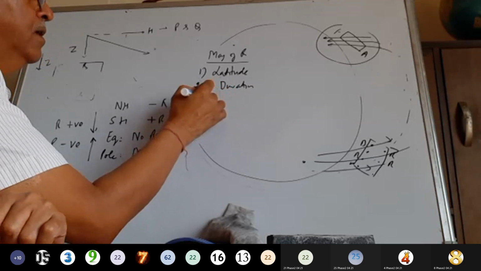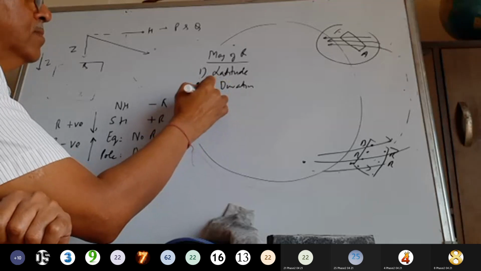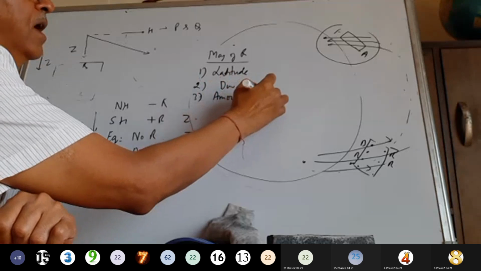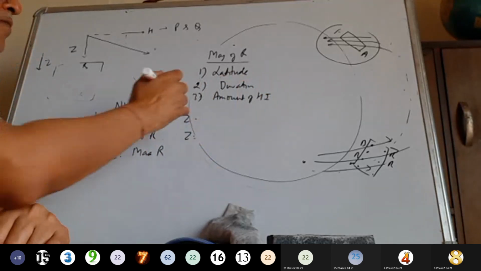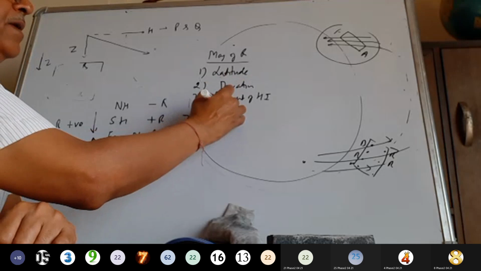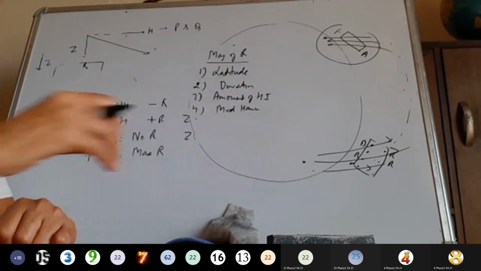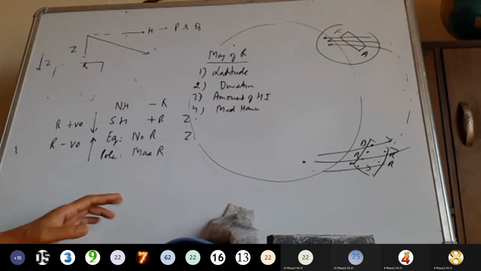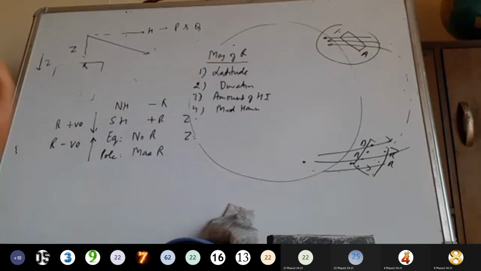It will depend on the amount of hard iron. How much hard iron is present in the steel of the ship? And number four, moderate hammering and heating. So points number 2, 3 and 4 are common to what we have discussed related to force P and Q, so we are not going to discuss them again. These are the four things which affect the magnitude of R.